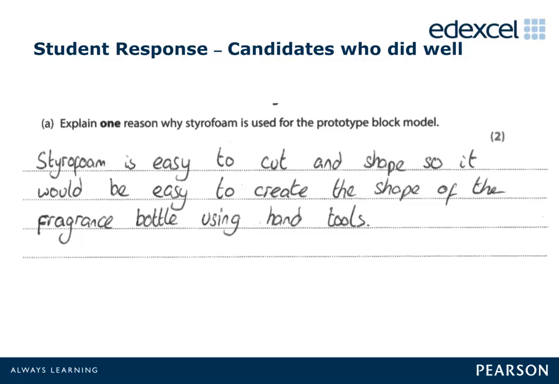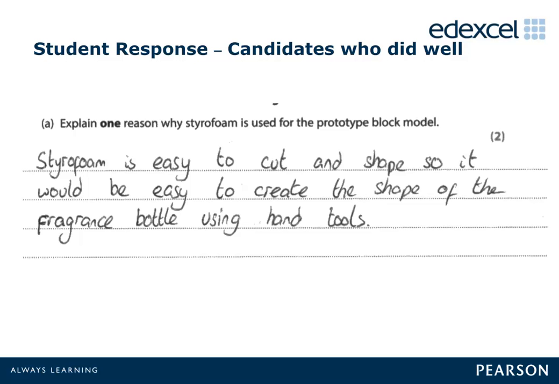Here, the candidate has identified a property of styrofoam, that it is easy to cut. They have then expanded on this in the remainder of the answer by explaining that it would be easy to create the shape of the fragrance bottle using hand tools. Since the original point has been expanded, with the candidate linking the property of the material to its ability to be worked with hand tools, both marks have been awarded.